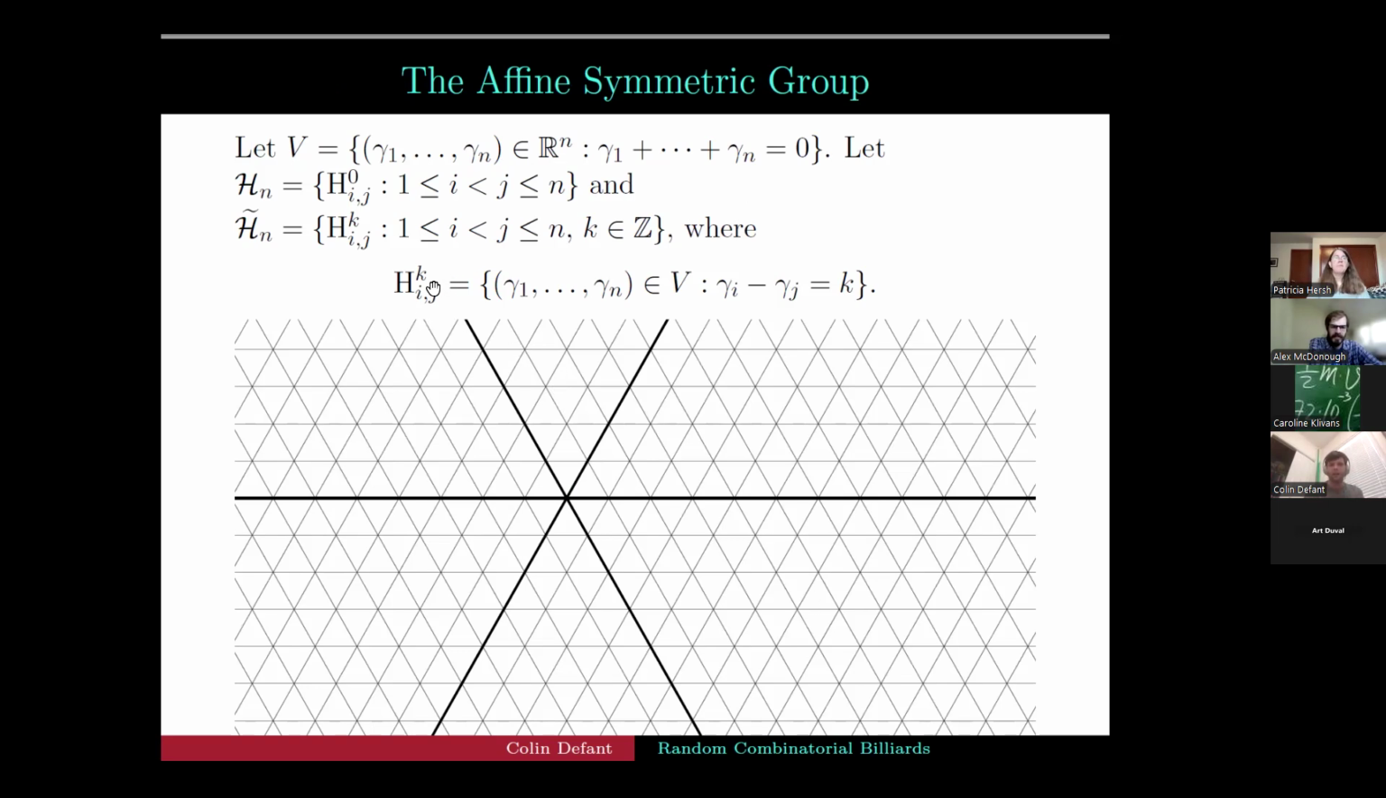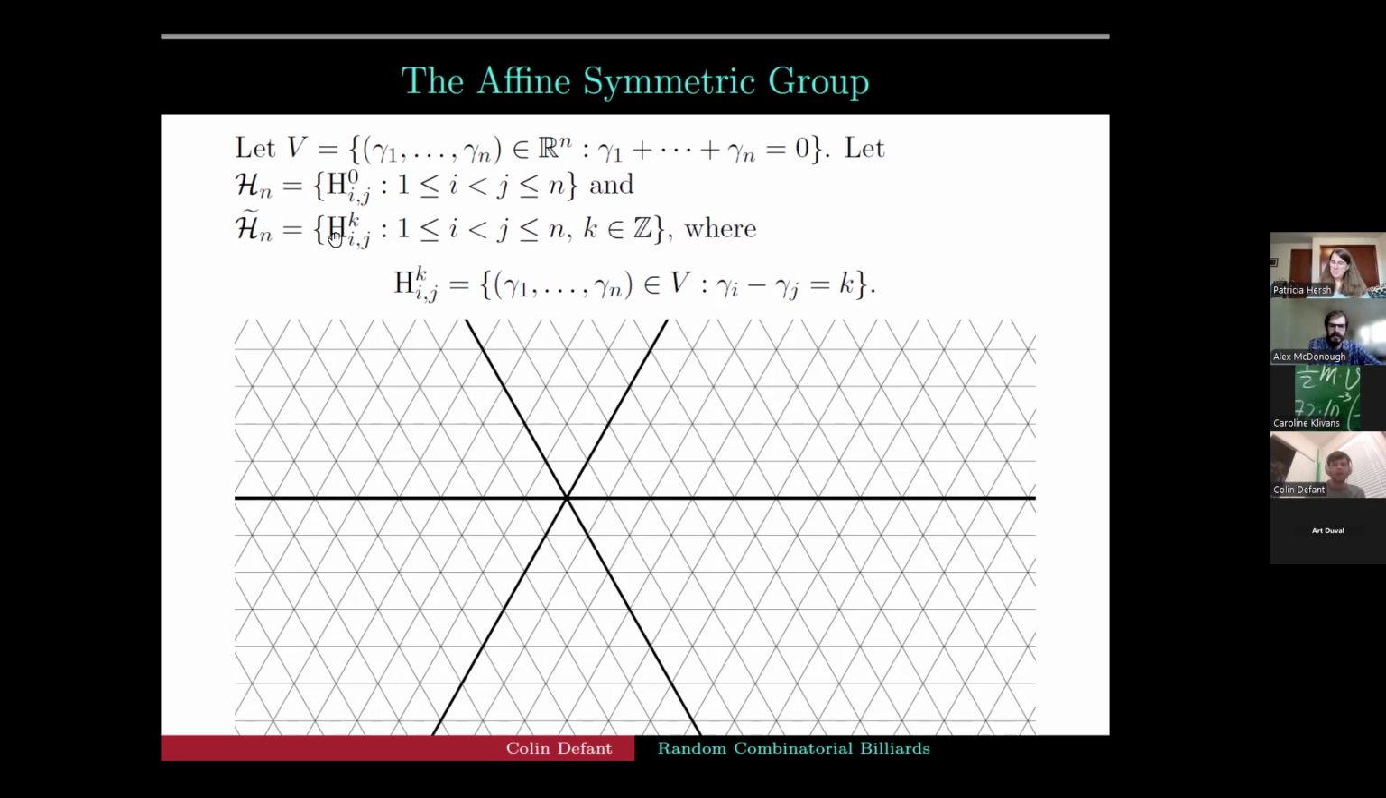And for any distinct integers i and j between 1 and n, and any integer k, I can define this hyperplane inside of V, which is just the set of points in V such that the ith coordinate minus the jth coordinate equals k. So if I take the set of these hyperplanes with k equals 0, then this is what's called the finite braid arrangement, and I'll denote that by H_n. Okay. So in this picture for n equals 3, the finite braid arrangement is just these 3 thick black lines.